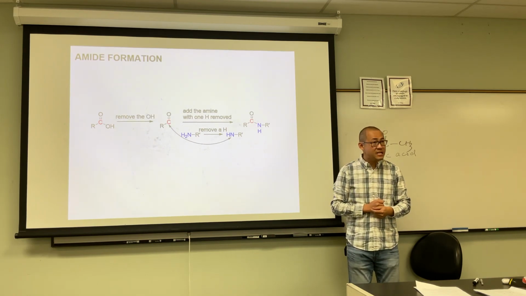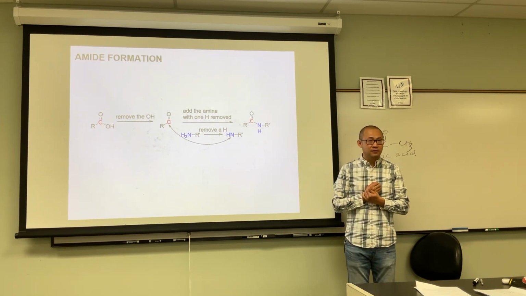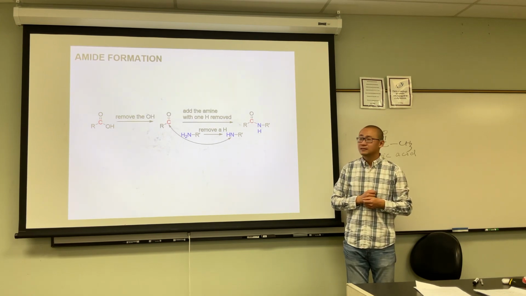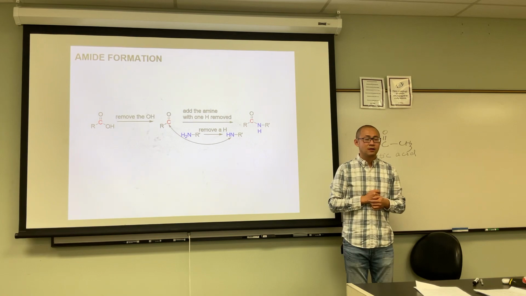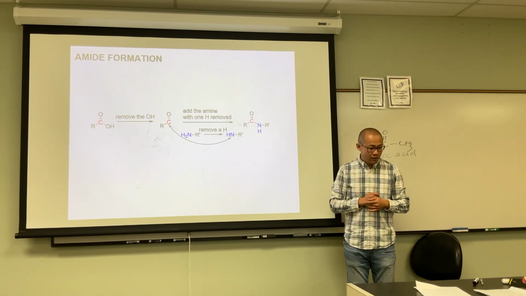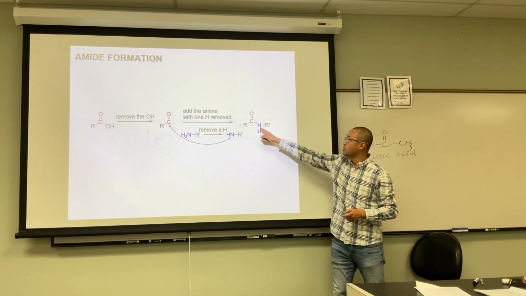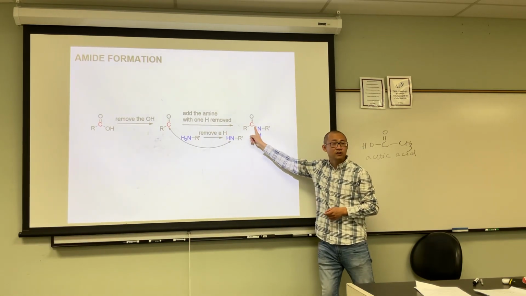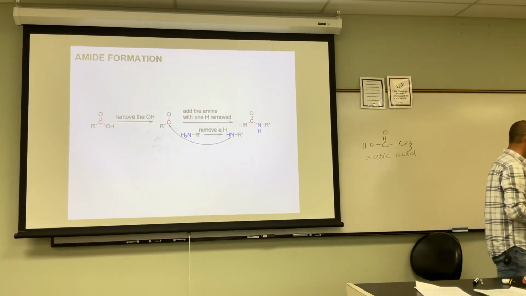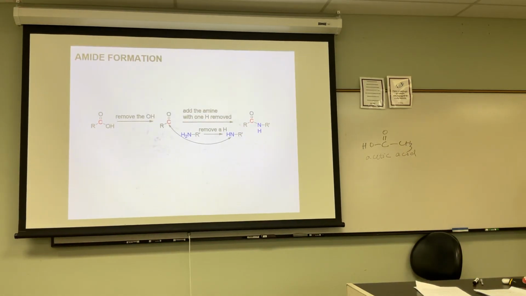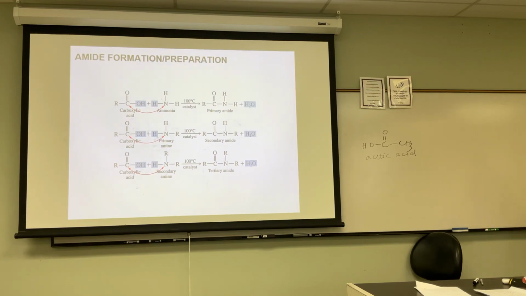Remove the OH from the C and the H from the N. Make a bond between the C and N. This bond here is called an amide bond. Good? Okay? We can go back, but take a look.